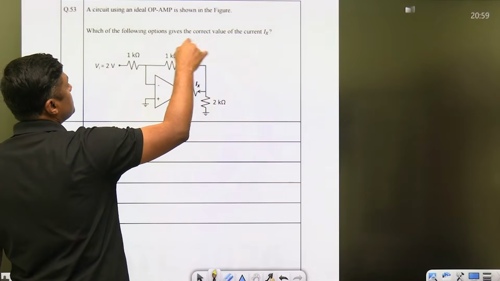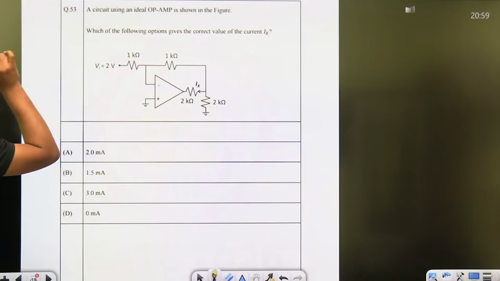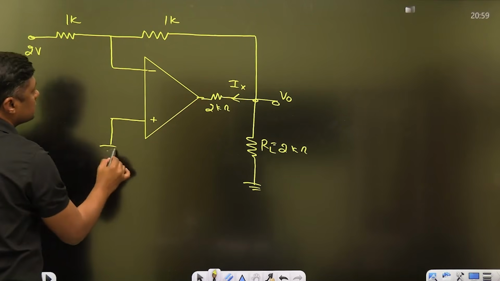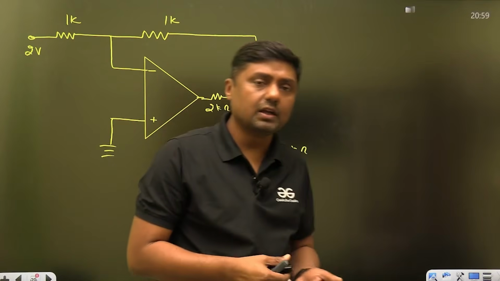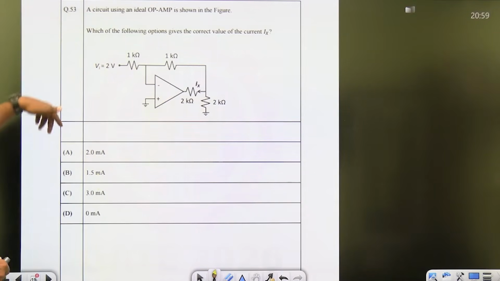What is the gain of the system? 1 kilo ohm, 1 kilo ohm, and the input voltage is given as 2 volt. And this is connected to ground, guys. This was the question: find Ix. If nothing is mentioned, it means an ideal operational amplifier; otherwise it is mentioned in the question. Circuit using an ideal op amp. Which of the following is the correct answer?